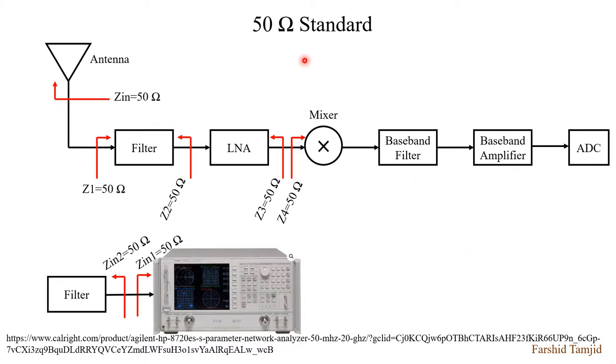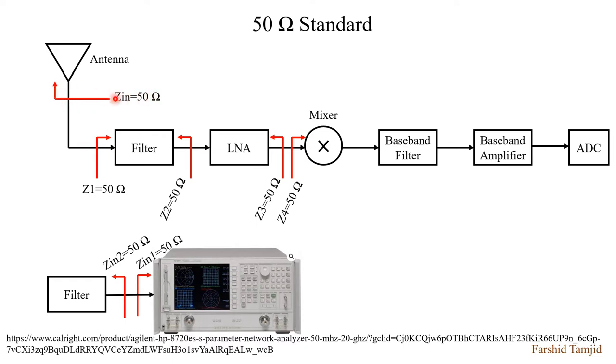The 50 ohm standard: it's important to follow a standard in labs when we are designing our circuits. When you have an antenna, in the US and in most other countries except England, where they use 75 ohm, we use the 50 ohm standard. So when you design a circuit, unless it's specified, we use 50 ohm.